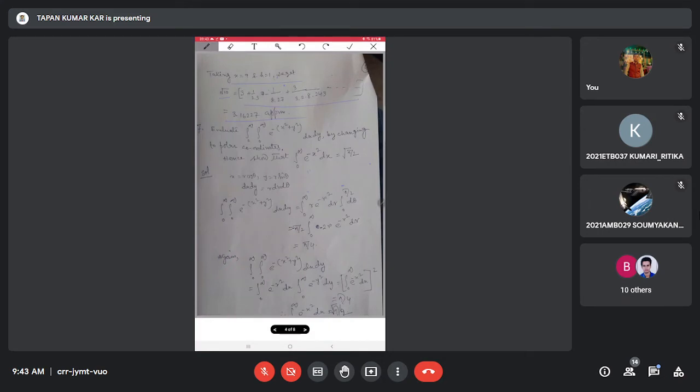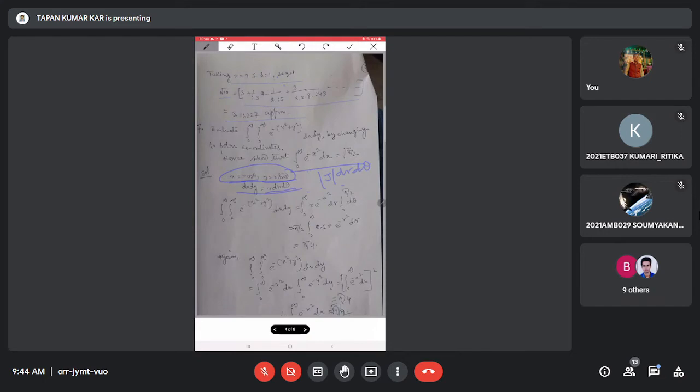Hence, this equals the integral from 0 to infinity of e to the power minus x square dx, which equals root pi by 2. Here x equals r cos theta, y equals r sin theta, changing to polar coordinates, and dx dy equals J dr d theta. And already you are familiar that for this transformation J equals r, so r dr d theta.